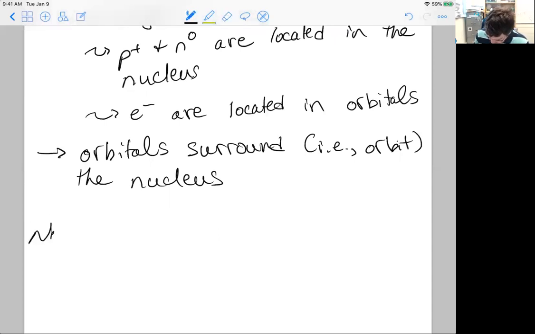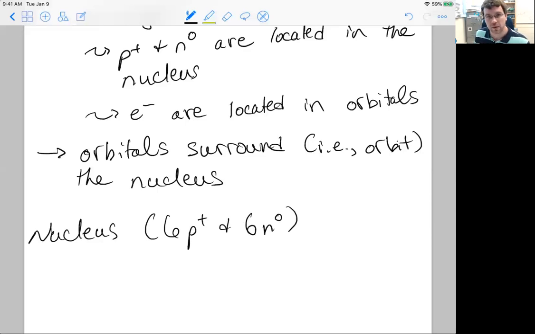Let's go ahead and try to draw that. So a nucleus with, what do we need again? We need 6 protons and 6 neutrons for our carbon-12 atom with a zero charge. We've talked about that before. So 6 protons and 6 neutrons need to fit into the nucleus.